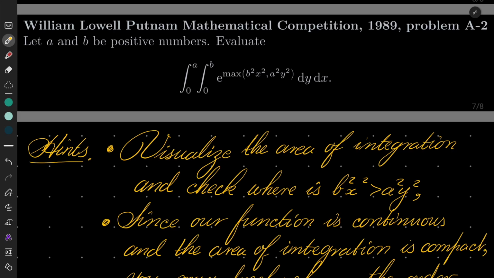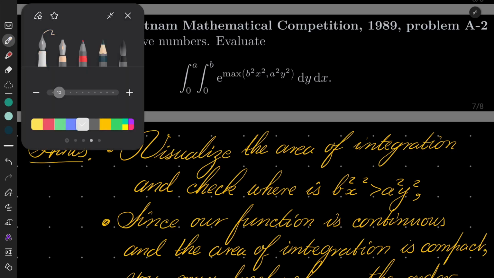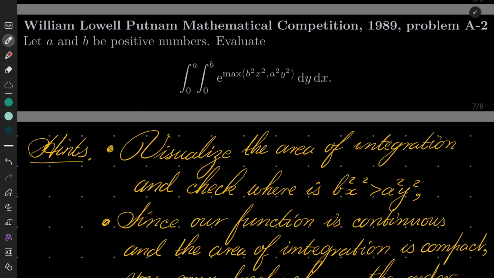Hello friends, in this video I'd like to solve the following problem from the William Lowell Putnam Mathematical Competition 1989, problem A2. Let a and b be positive numbers. We wish to evaluate the following double integral. One integral goes from 0 to a, the second goes from 0 to b, and we are integrating e to the power maximum of b squared x squared, a squared y squared, dy dx.